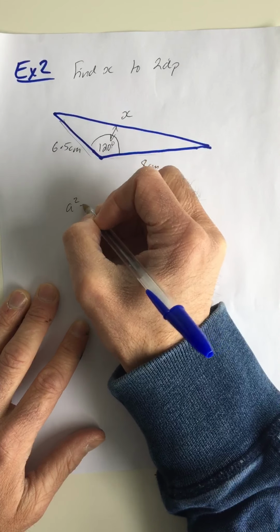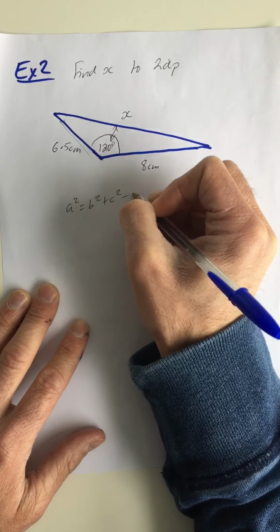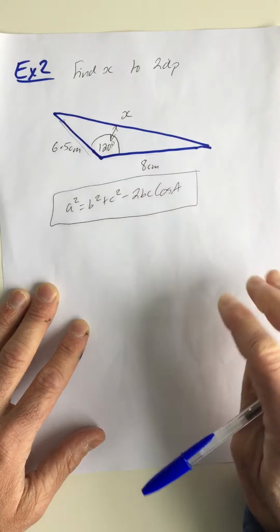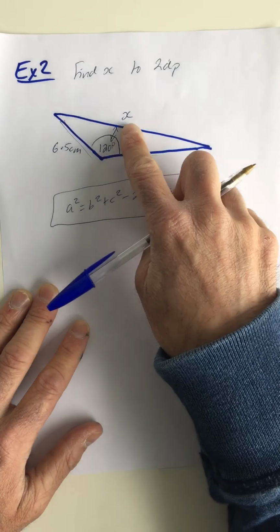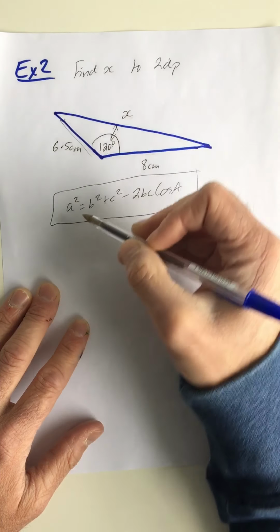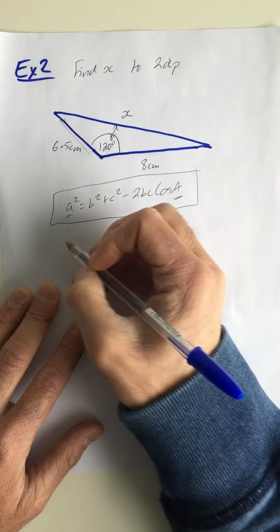And the cosine rule says a squared is equal to b squared plus c squared minus 2bc cos A. And that's the version in your maths tables. I'm just going to pretend x is like my little a and 120 is my big A. So this is the start and the finish. So look how easy this is.